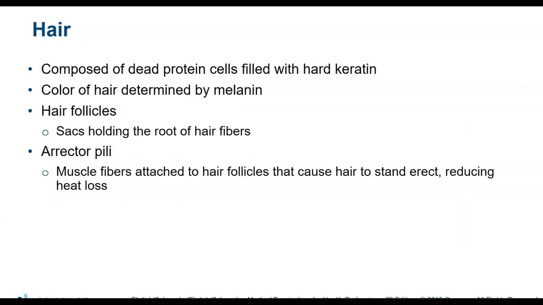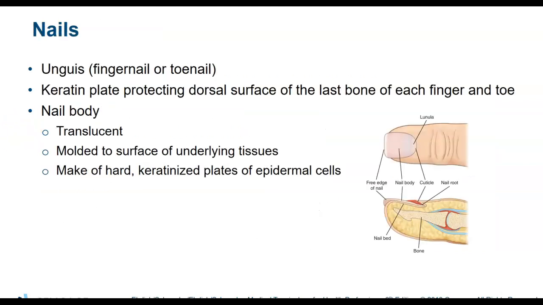And if we go back here, oops, one too far. Too far. You can see there's the half moon shape that we talked about. Here's our nail root. Here's the free edge of the nail, our nail body, and here's the cuticle. And right underneath there is the nail bed.